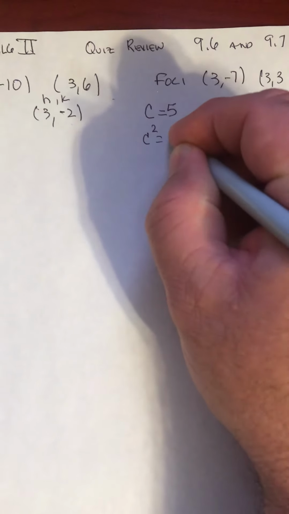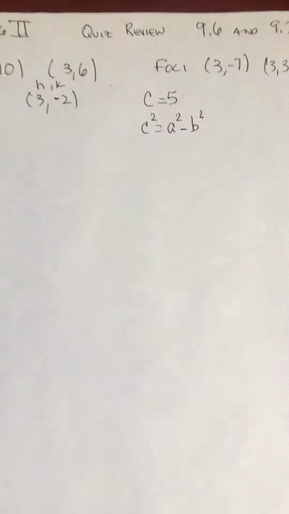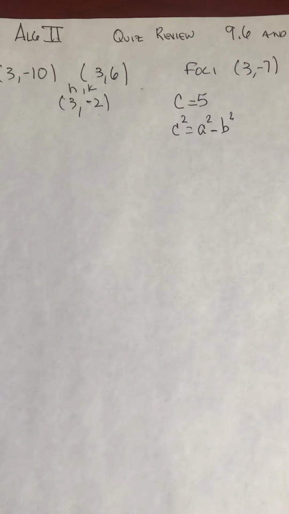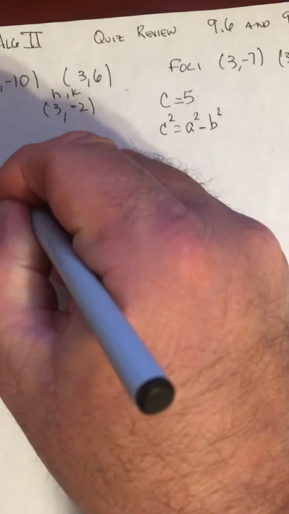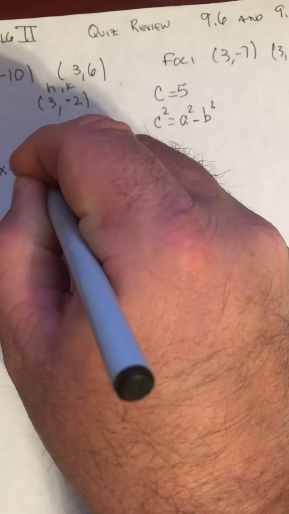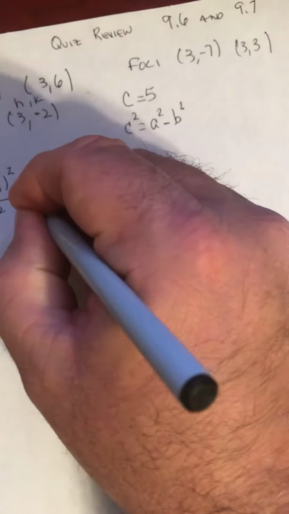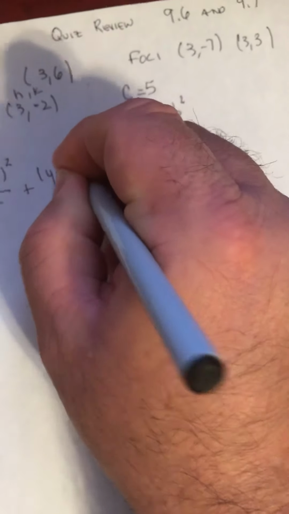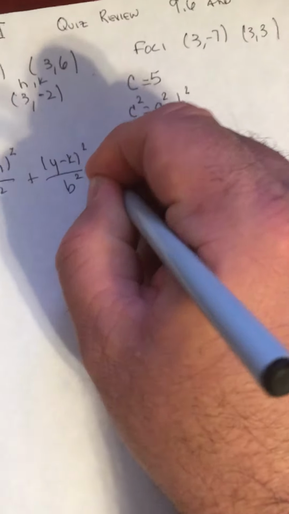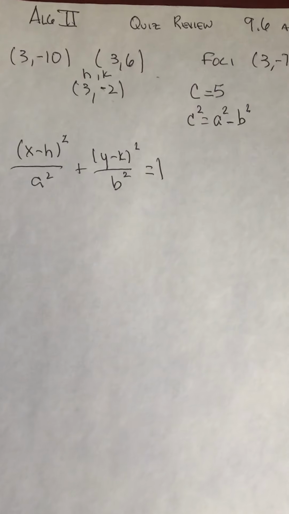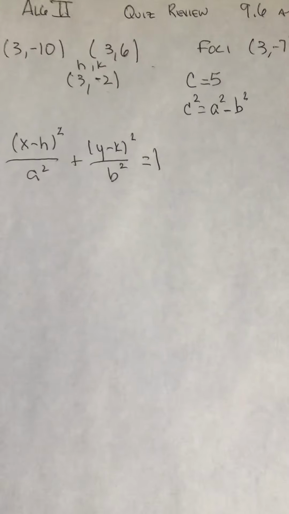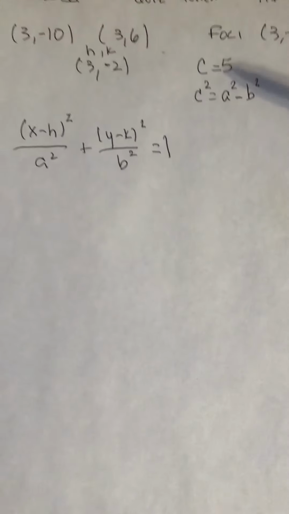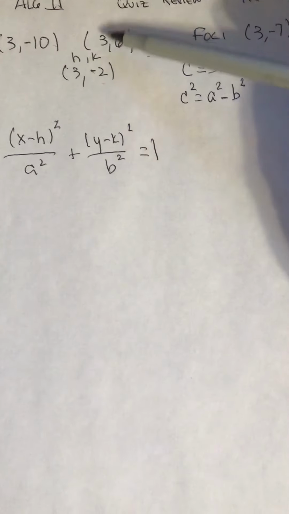Now in an ellipse, C squared equals A squared minus B squared. That's important. Now if I've got a horizontal ellipse, this is (x minus h) squared over A squared plus (y minus k) squared over B squared equals 1. If this were a vertical ellipse, then my y-coordinates for all of these would be the same. It would be my x-coordinates changing. Digging me?